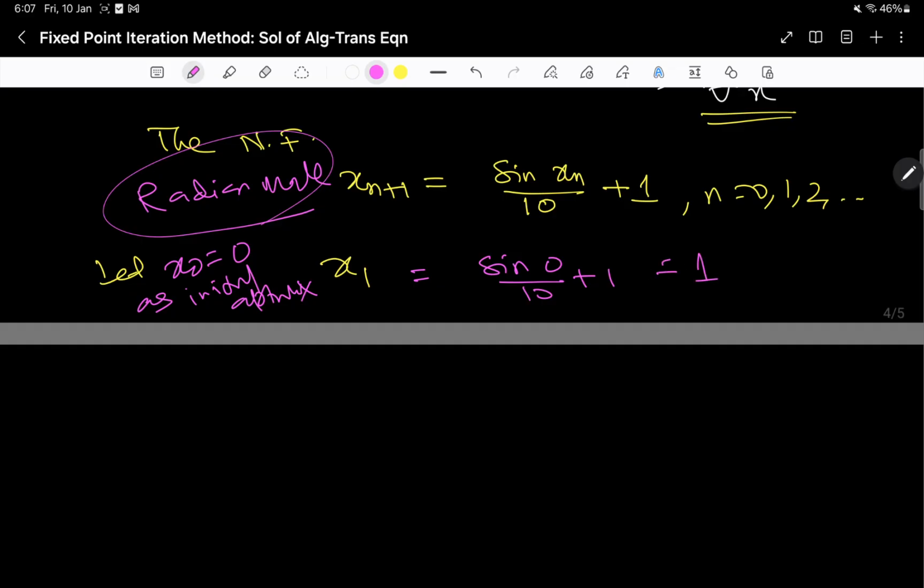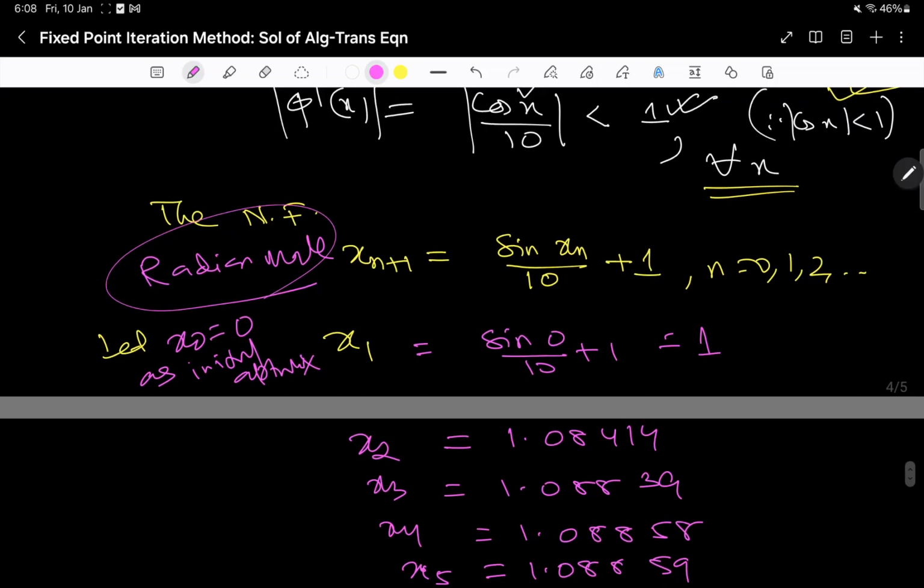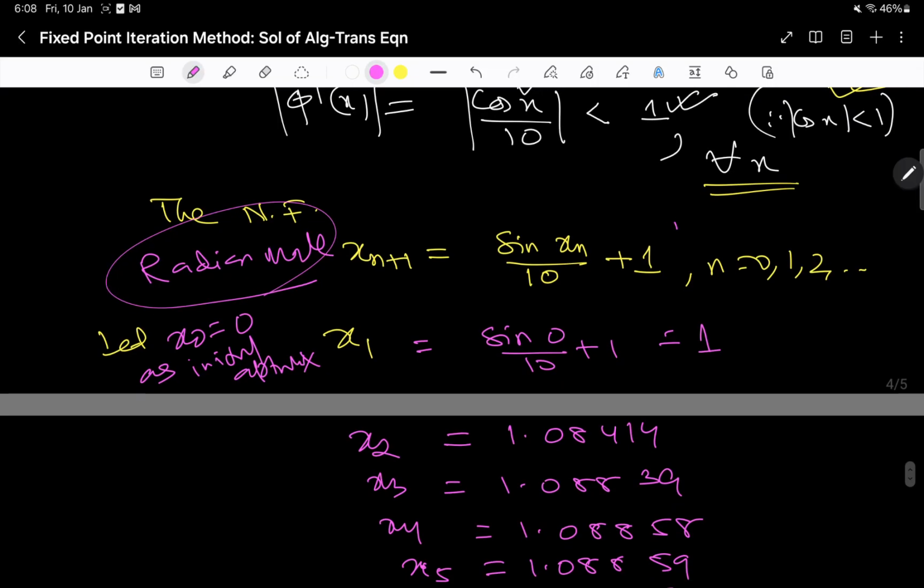So x1 is 1. Then likewise you find x2, which will be 1.08414. x3 will be 1.08839, and x4 will be 1.08858. x5 will be 1.08859, and x6 will be 1.08859. You have to save the expression in the memory of the calculator before solving it.